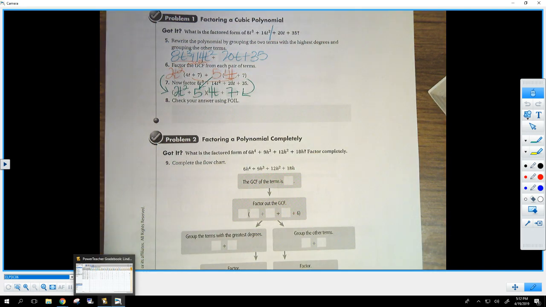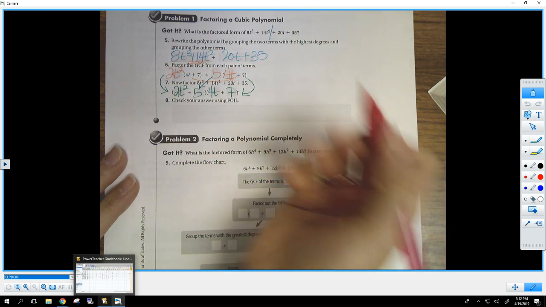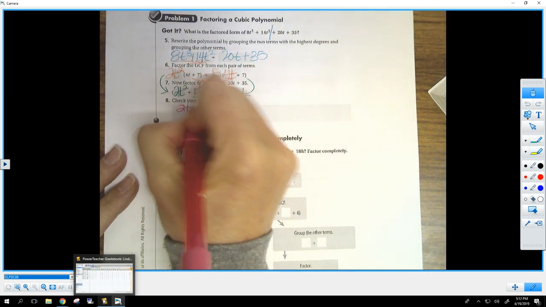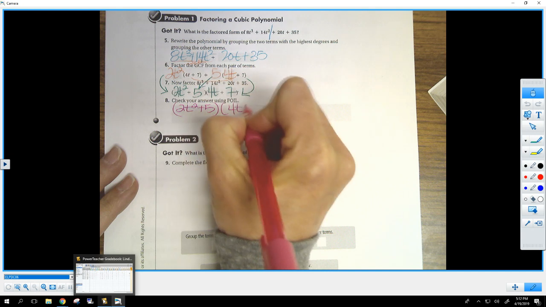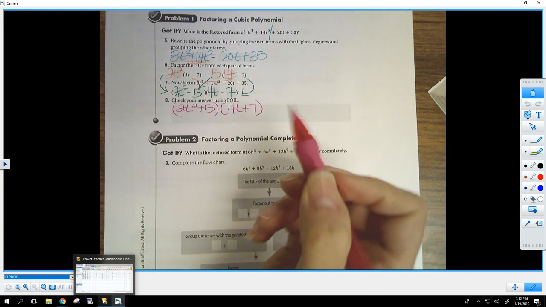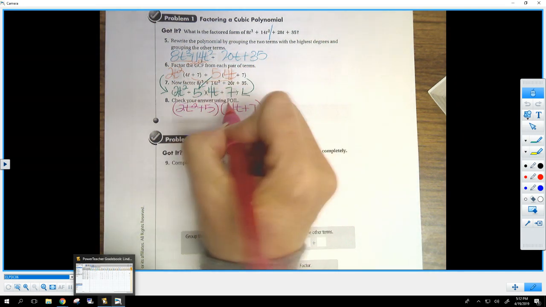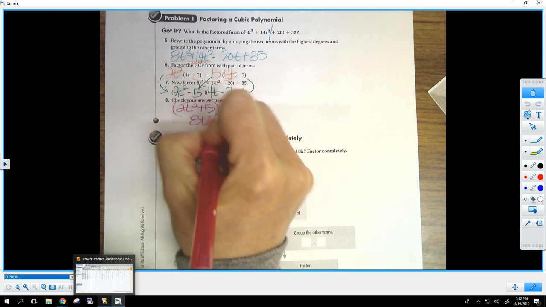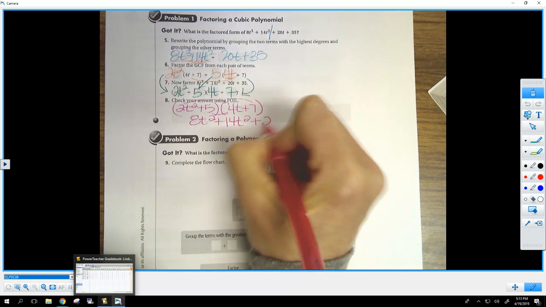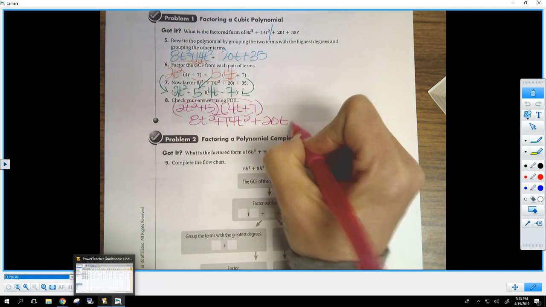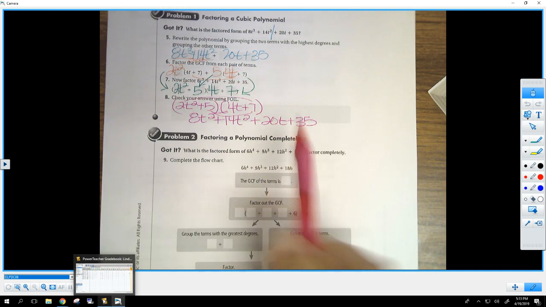Now, again, I can check my answer, right? So I have 2t squared plus 5, and I have 4t plus 7. I'm going to FOIL. So first, 8t cubed, outer, inner, and last. Okay, does that match?